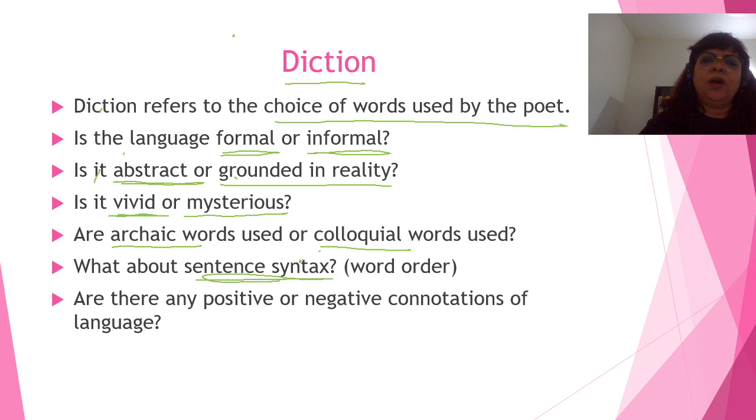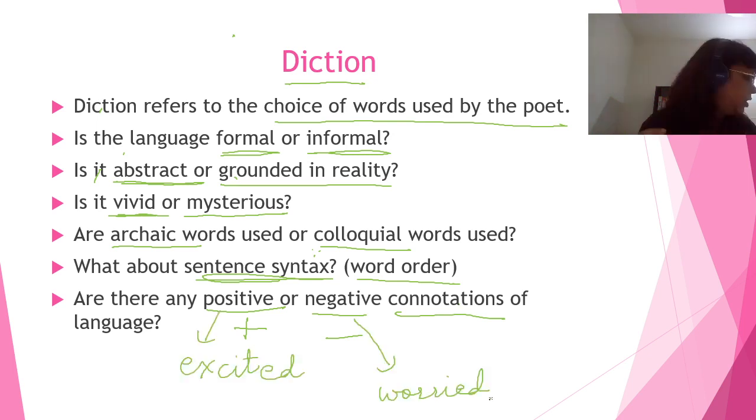Now, are there any positive or negative connotations of the word? What do you mean by connotations? Connotations means, does it give a feel of something positive or negative? Let me give an example. If I say I am excited about my results, or I am excited about my upcoming exams, that means it's positive. But if I say I am worried about my exams, then I am being rather negative. Okay? These words help us to convey some emotion.